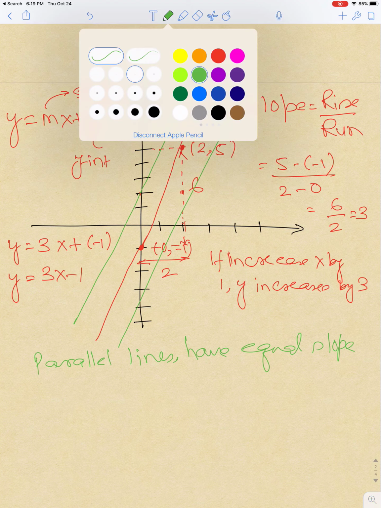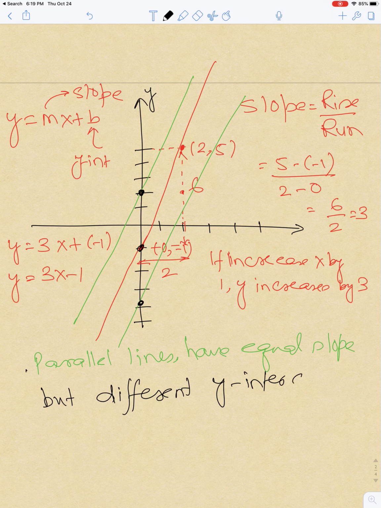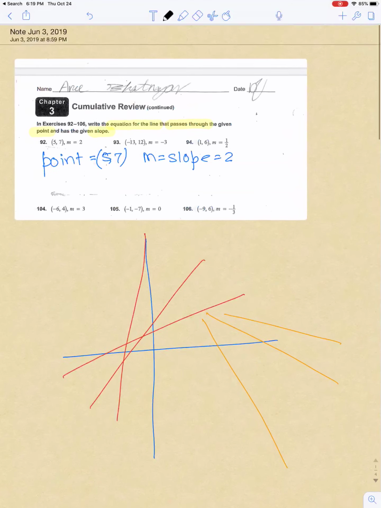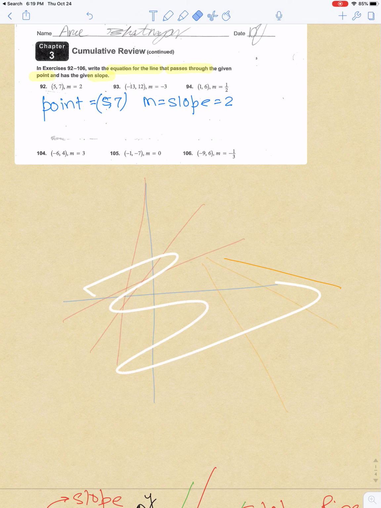So as an example, remember we talked the y-intercept of this line was -1? Well, y-intercept of this line is different value, 2. This is some other value. This is some other value. Parallel lines have equal slope, but different y-intercepts. Okay, now we know this. Let's come back to the problem that we're working on. And I'm going to erase all this stuff.